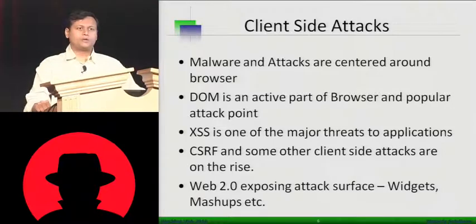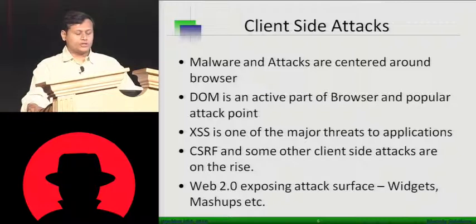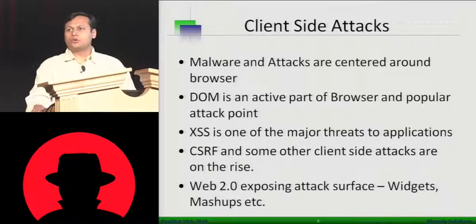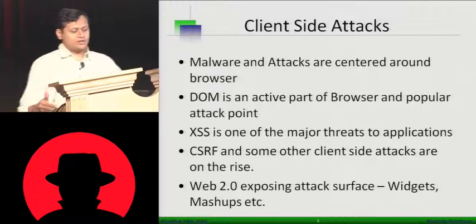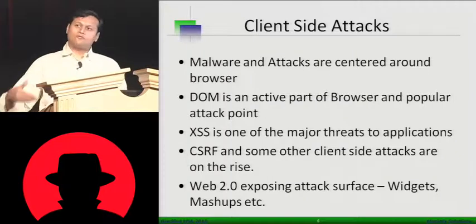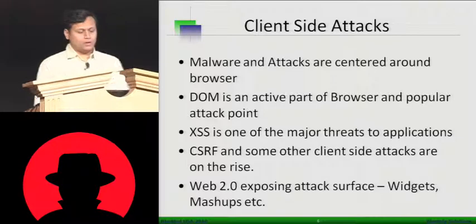DOM is an active part of the browsers, and it's essentially a popular attack point. As we know, XSS is a major threat, and we have three types of cross-site scripting: persistent, non-persistent, and DOM-based. But DOM-based cross-site scripting embedded into a Web 2.0 application becomes a permanent XSS, because the DOM is going to stay there for the rest of the life cycle of the application. We'll see what little difference there is. We are also looking at CSRF over 2.0 components like AMF or XML or JSON or stuff like that. That's an interesting area which we are looking at.